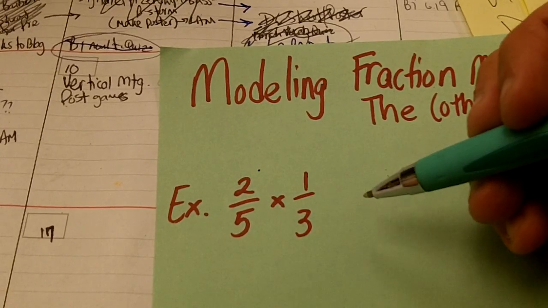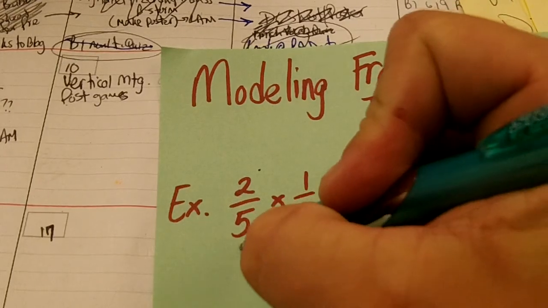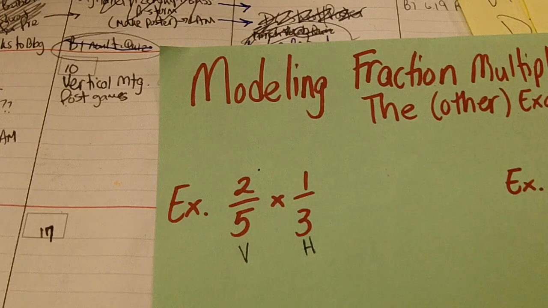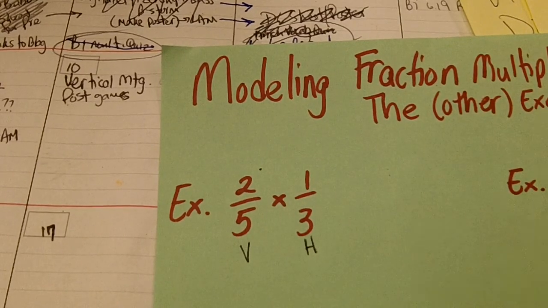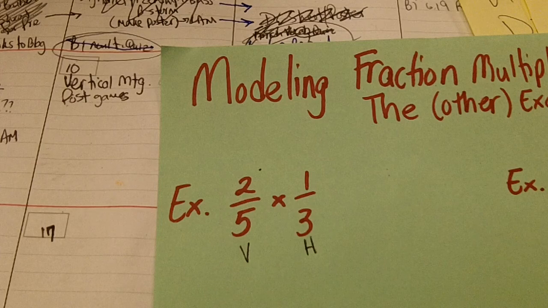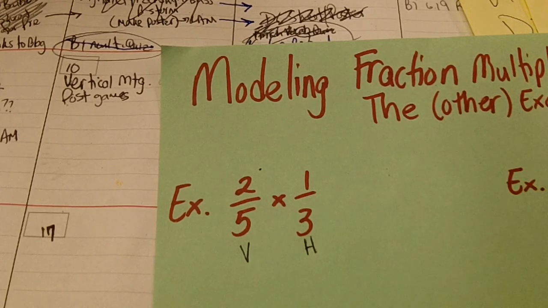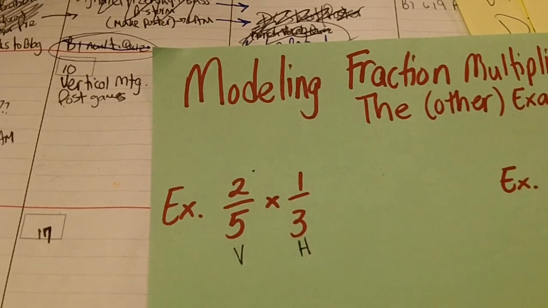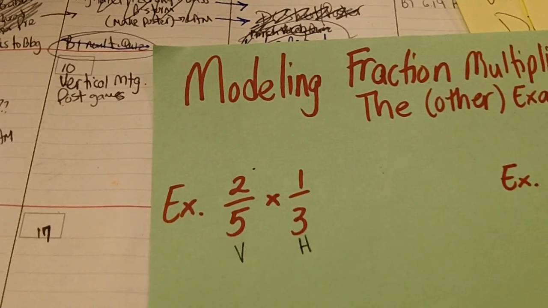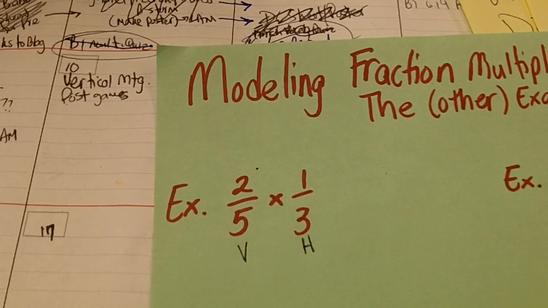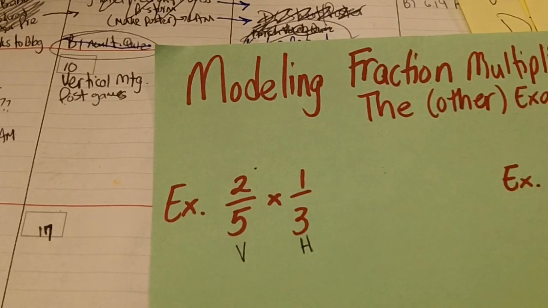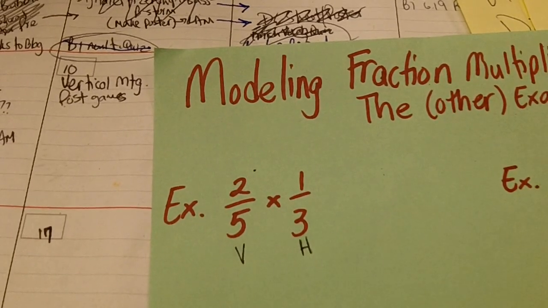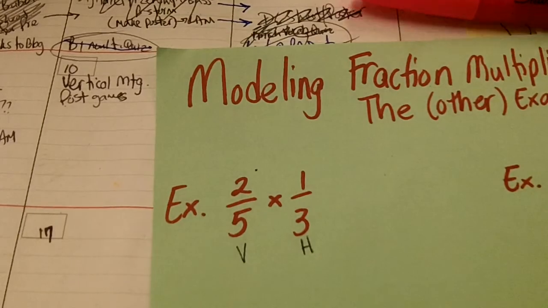But if we take a look at 2/5 times 1/3, we want to remember that we're looking at vertical shading and horizontal shading. So when I make my models, I want to consider 2/5 of my model being shaded in vertically, 1/3 of my model being shaded horizontally. And I'm going to use a couple different colors here to show that. I'm just going to use highlighters. That'll be a little bit easier to see. I'm going to use pink and green, so hopefully they're not too hard. I know this is green paper, but we'll see what we can do.